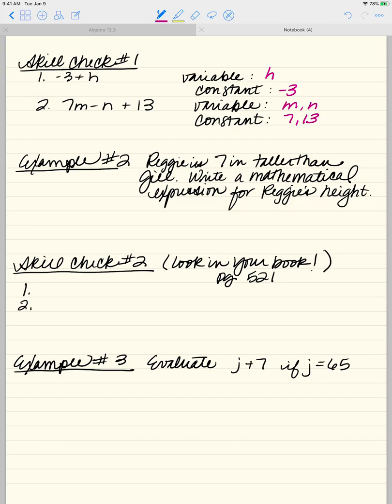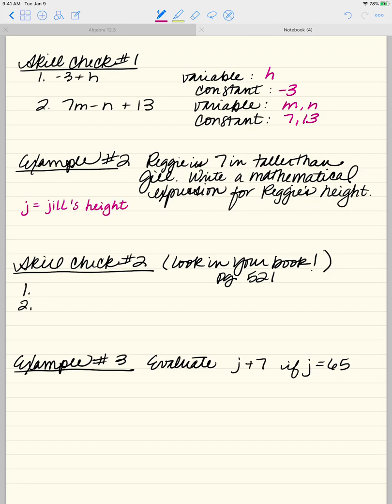So example number 2 is a bunch of words that we are going to translate into a mathematical expression, okay? It says, Reggie is 7 inches taller than Jill. Write a mathematical expression for Reggie's height. So we're relating Reggie's height to Jill, and we're saying that Reggie is 7 inches taller than Jill. So we're going to choose a variable for Jill, okay? And we're going to say J because that just kind of makes sense, J. So J is Jill's height.